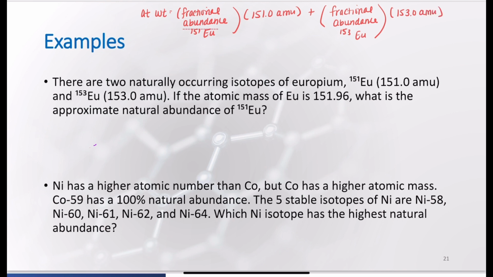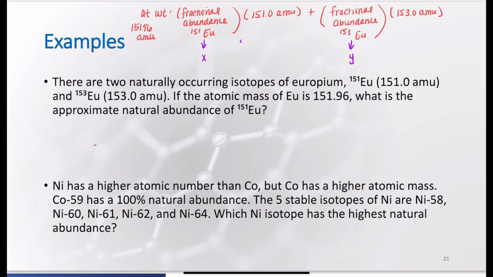Now the issue is I know the atomic weight. That is 151.96 AMU, but I don't know my fractional abundances. I'm going to let this one be represented by X and this one by Y. I have two unknowns and one equation. Normally you need two equations for two unknowns, but I do have a second equation. I know that there's only two naturally occurring isotopes.